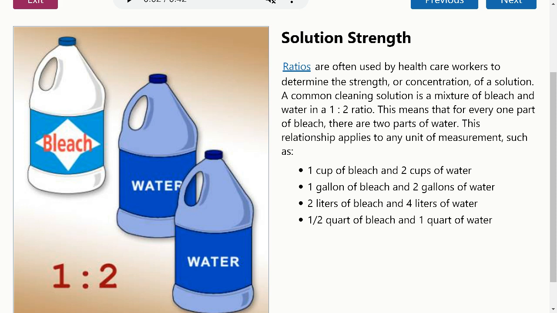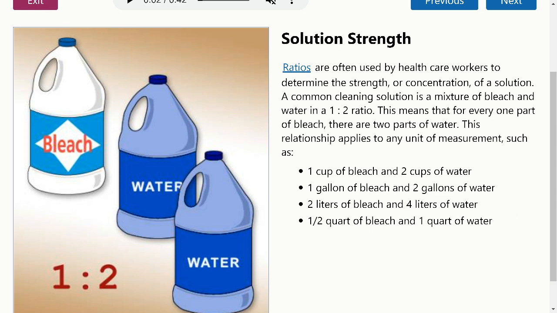So if you ever did some kind of DIY project, or if you see some cleaning solution that people might use for cleaning hardwood floors or something like that, they'll always give you the measurements for the solution with a ratio. It'll be like 1 part bleach, 2 parts water. That's what they mean.